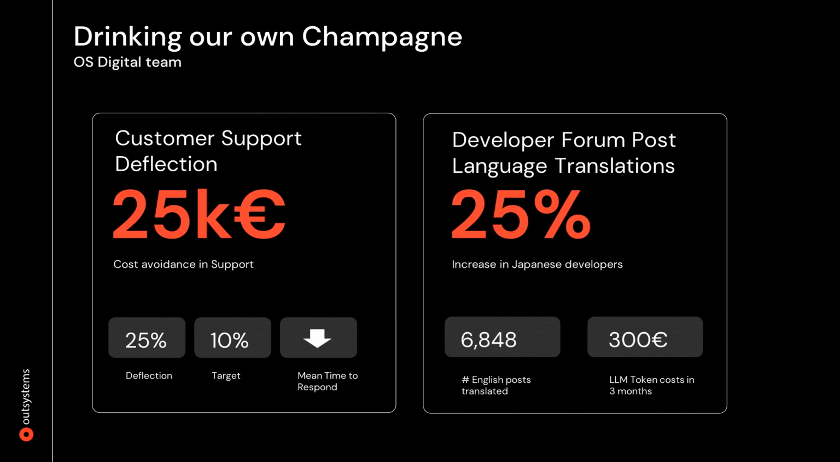One use case includes an update to the OutSystems developer forums in which we used AI Agent Builder to manage the language translations. In a very short period of time, this led to over 6,000 English posts translated into Japanese and a 25% increase in Japanese developers. In another use case scenario, the AI Agent Builder customer support deflection application was integrated into OutSystems.com, and it generated over 25,000 euros in savings based on customer support ticket deflection.